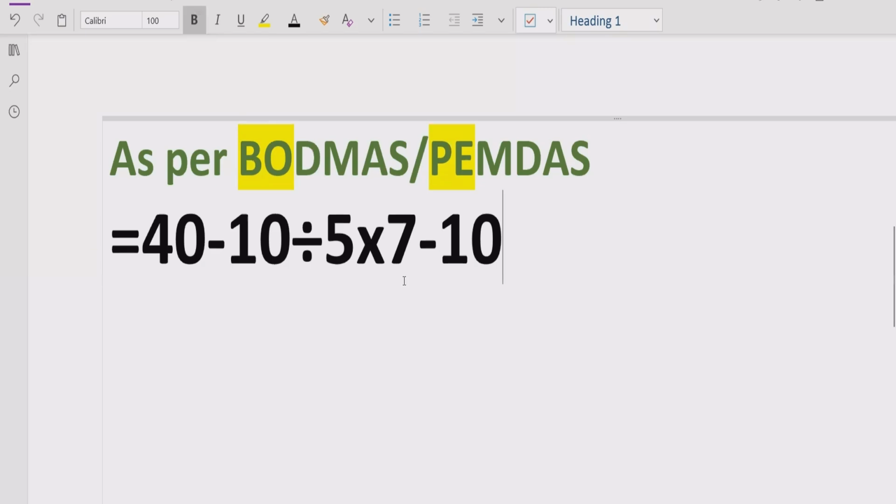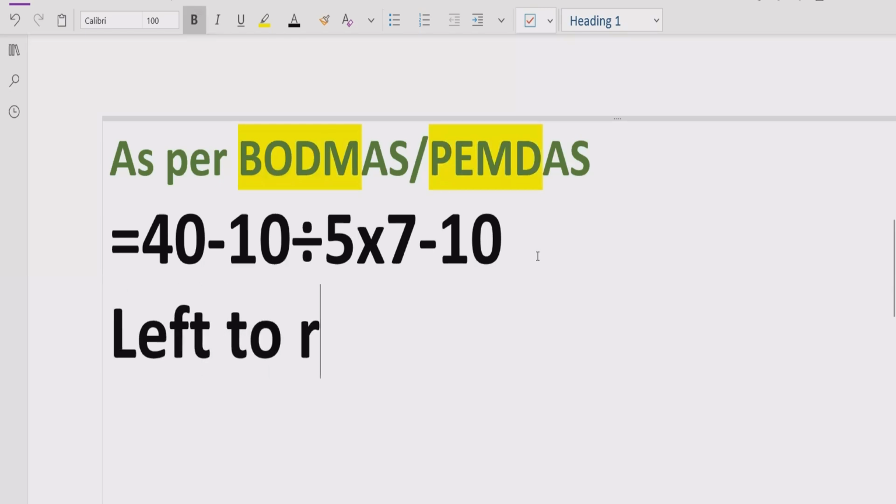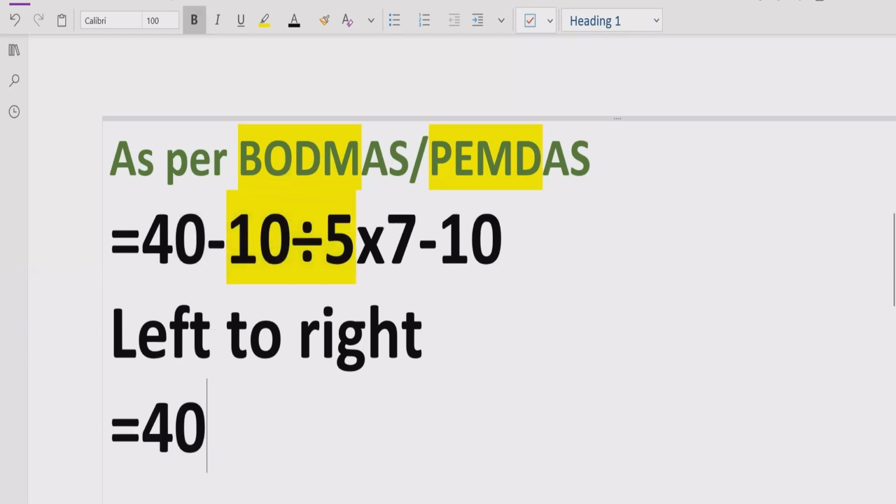Step number three is basically you have to see division and multiplication. First of all, we have to go left to right in our expression and find out division and multiplication. So first, this is not division or multiplication. This one we have the division. So we will solve this one first. 10 divided by 5, which is equal to 2. And multiplied by 7, we will write as it is, and minus 10.